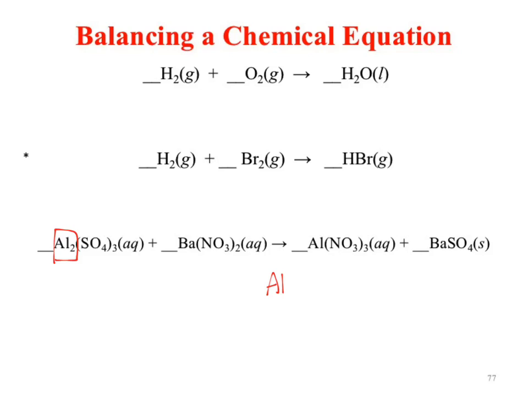Okay, well, aluminum only shows up once. It's got a subscript 2 next to it. That 2 means I have 2 aluminums. Move to the right-hand side. How many aluminums do I have?